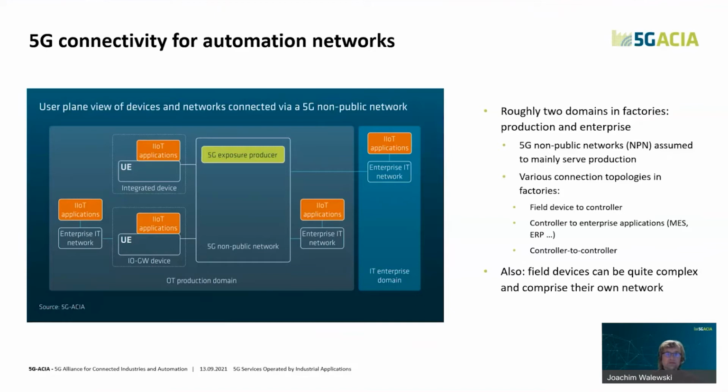We see that on the left-hand side, in the production domain, we will have UEs, user equipment, so the 5G transceiver. And that is done normally tandem up with an industrial IoT application, and therefore my integrated device. So let me start with that. So what we could have here is, for example, an actuator or a sensor, and that wants now to communicate with a controller. Controllers are often then connected to the 5G network via cable. So this is what you see on the right.